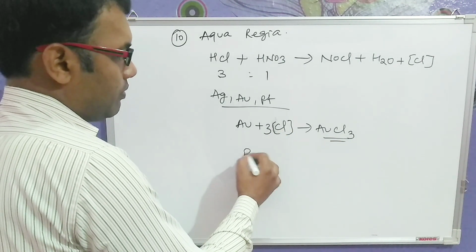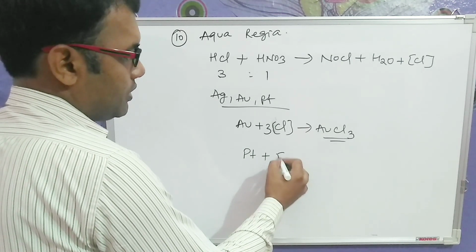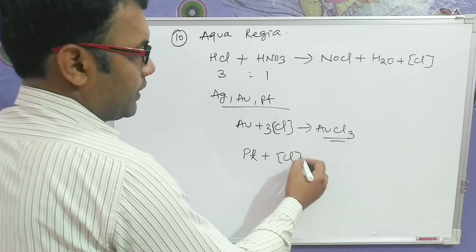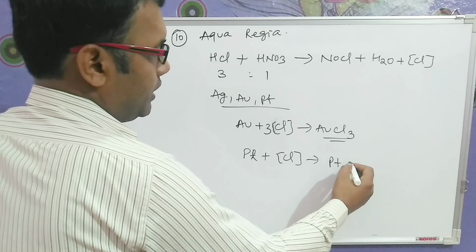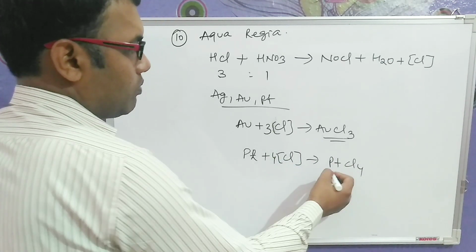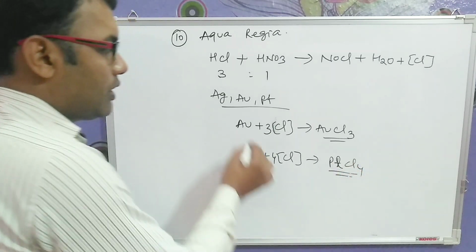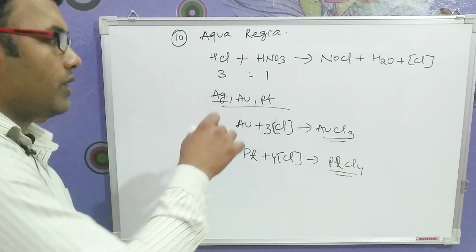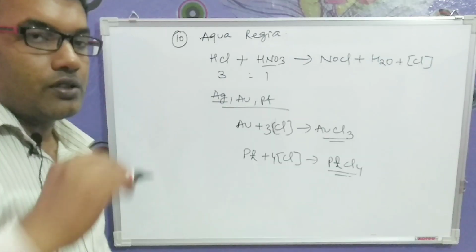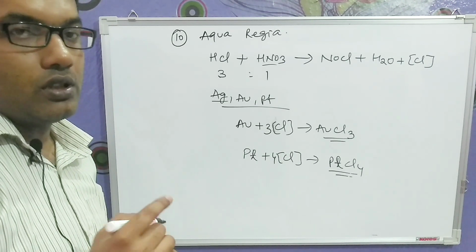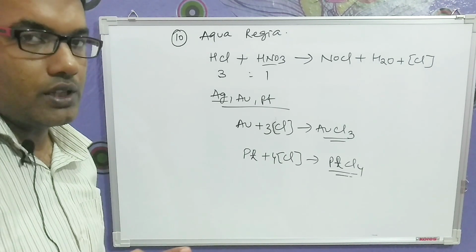Then platinum plus nascent chlorine. What does this give you? PtCl4, and 4 here. So both of them are soluble. Is it clear? Now see here, silver is very easily dissolved in nitric acid also. For this reason only, nitric acid was known as aqua fortis.